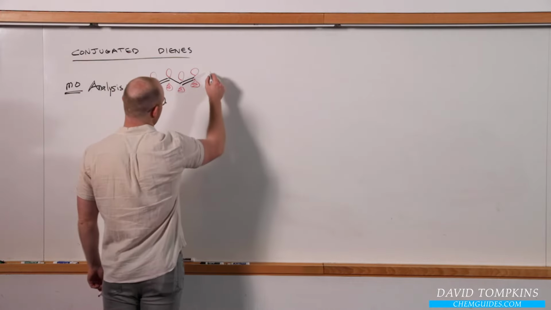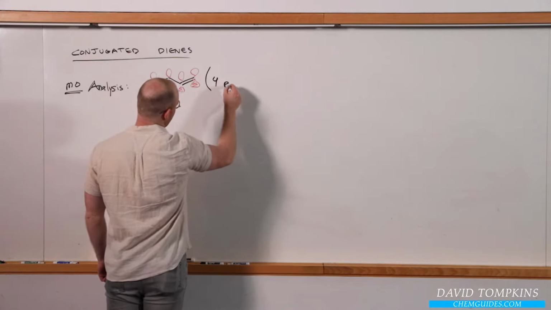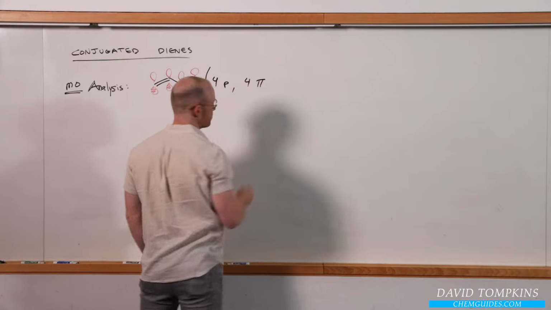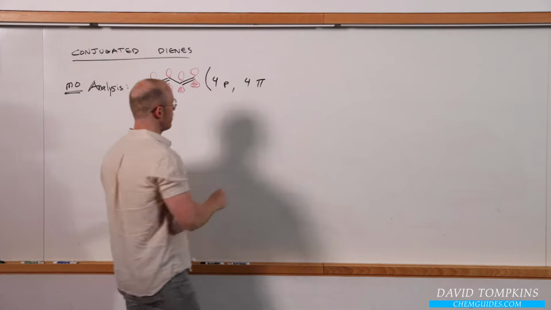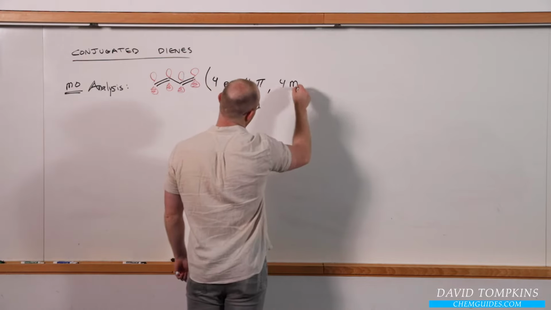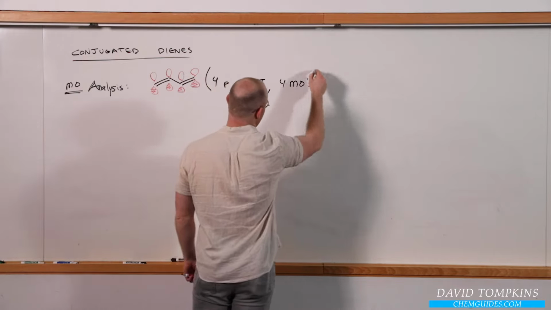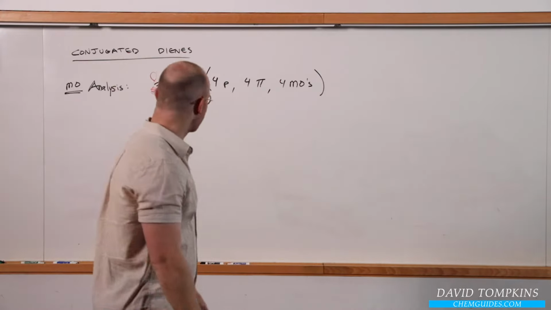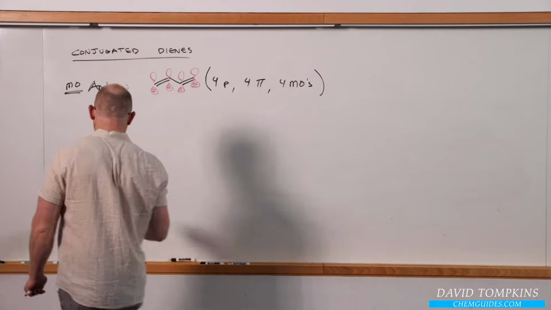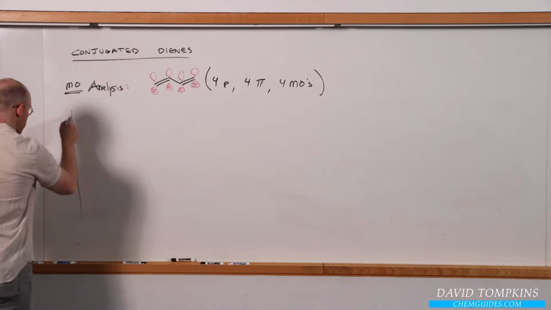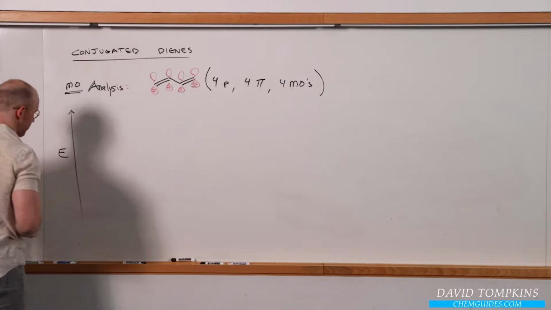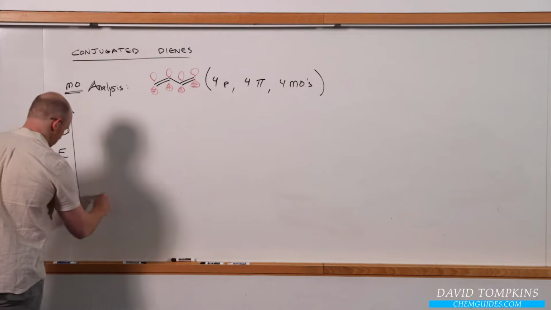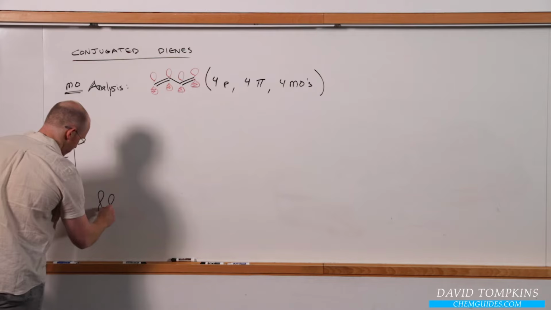So here we see that there are 4 p orbitals. There are 4 pi electrons, 2 in each pi bond. And the number of p orbitals that mix will be the number of molecular orbitals that we make, or 4 molecular orbitals. So you can simply go about drawing a molecular orbital energy diagram by considering all of the possible ways that these could overlap in a pi-like or parallel manner.